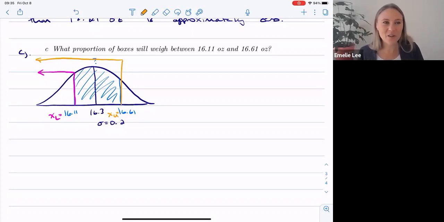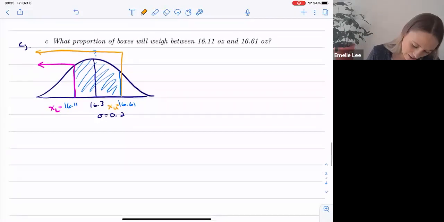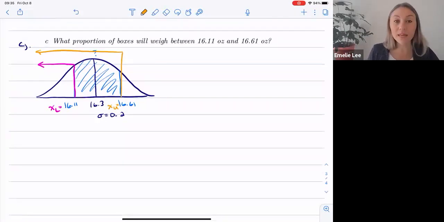Okay, so what I'm going to do is I'm going to have to find a Z score for either of these or for both of these, and then use those to find areas.